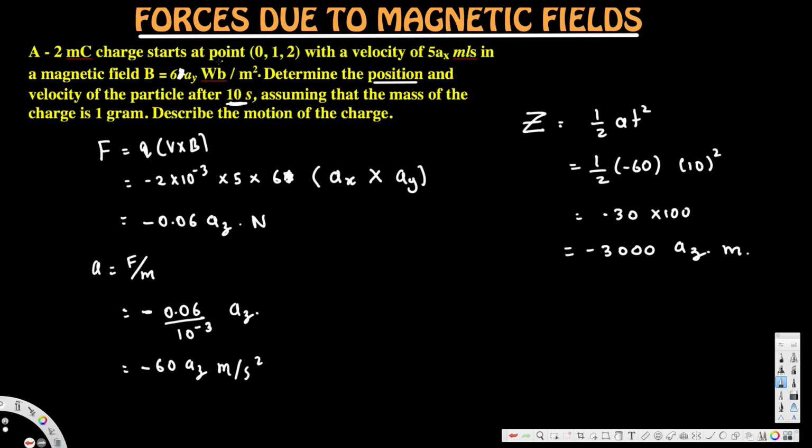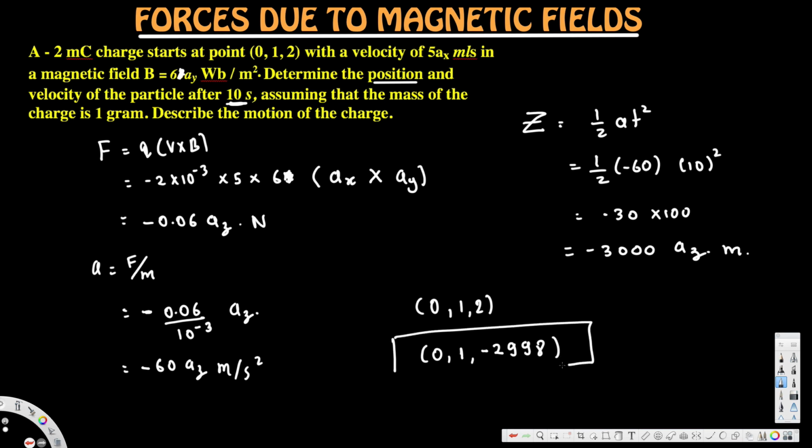Initially the charge starts at 0, 1, 2, and we found out it is only traveling in the z direction. So the only position that's going to change is the z position. Z initially was 2. If we add negative 3000 to that, negative 3000 plus 2 gives us negative 2998, and this is the position after 10 seconds. This is the final answer for this question. I hope this helps. Thanks for watching.